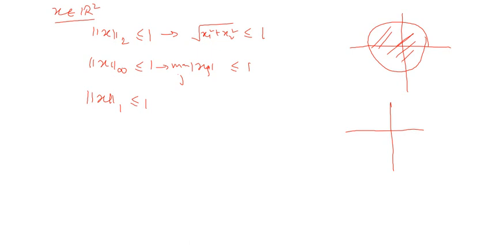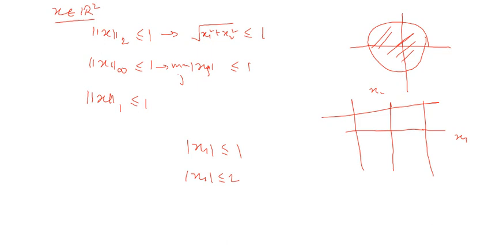Either it could be x1 or it could be x2. If mod x1 is less than or equal to 1, let's see what that is. This is x1, this is x2. Mod x1 less than or equal to 1 means from minus 1 to plus 1. Similarly, if mod x2 is less than or equal to 1, you have minus 1 to 1. So it is going to give you a square unit cell.